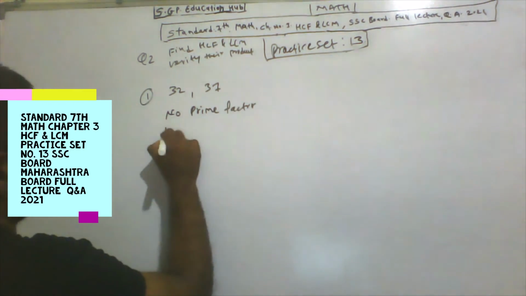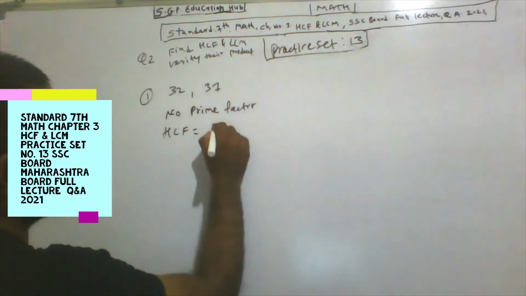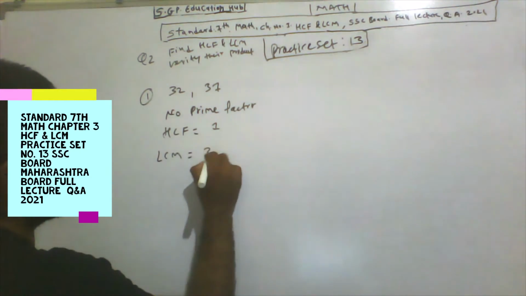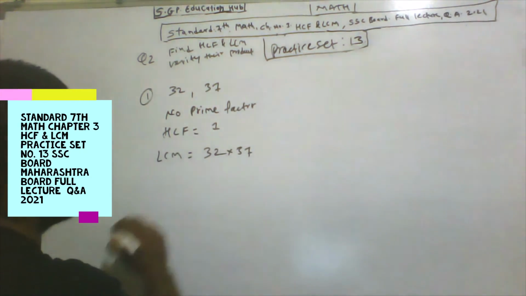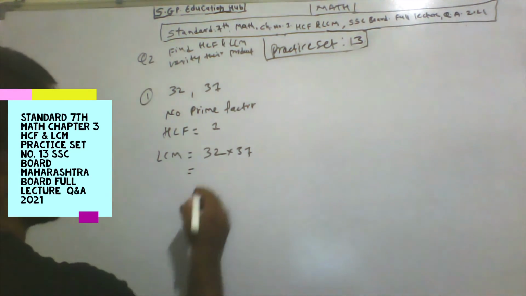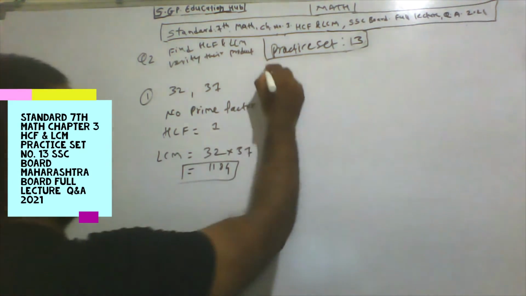Okay, so when there is no common prime factor, the GCF is always 1, and the LCM is always the product of the numbers, 32 into 37. 32 into 37 is 1184. Then question number 2.